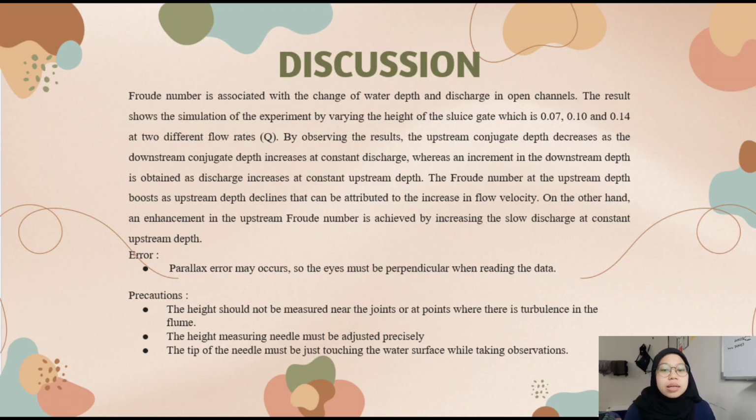Next, for the error, variance error may occur, so the eyes must be perpendicular when reading the data. As a precaution, the head should not be measured near the joint or at a point where there is turbulence in the flow. The head measuring needles must be adjusted precisely. The tip of the needle must be just touching the water surface while taking observation.